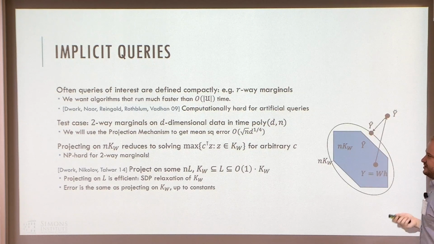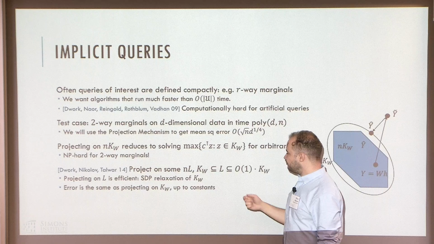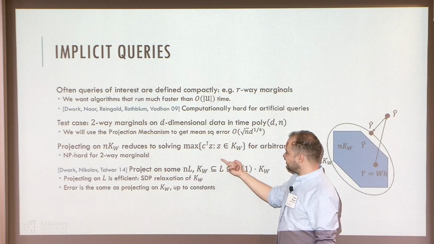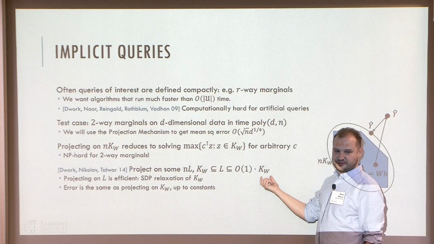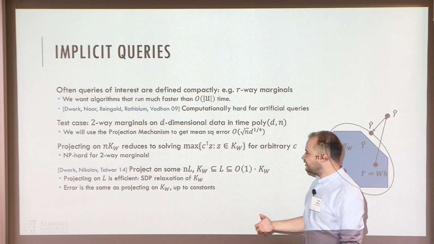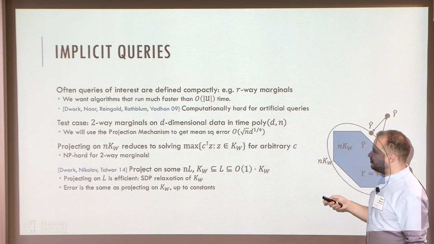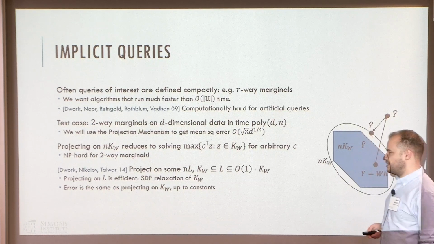But the simple idea is not to project onto the sensitivity polytope, but to project onto some larger set on which we can project efficiently. In this paper with Cynthia and Kunal, we show that you can come up with a relaxation L of the sensitivity polytope. Relaxation because it strictly contains it, but it's not much larger. It's contained in just a constant times the original sensitivity polytope. So it's almost the same size, but using a semi-definite program, you can actually project efficiently, meaning in time polynomial in the dimension of the data, onto this relaxation L.